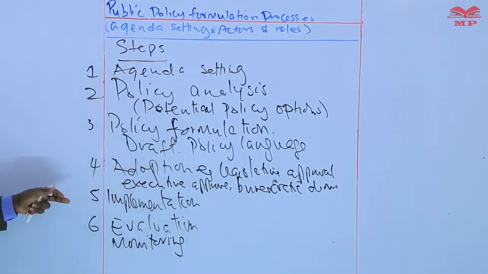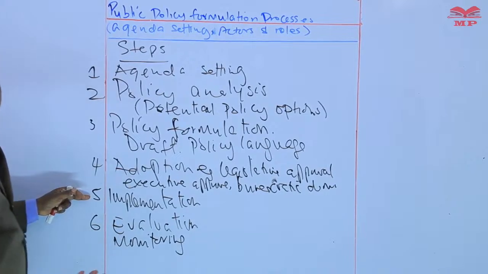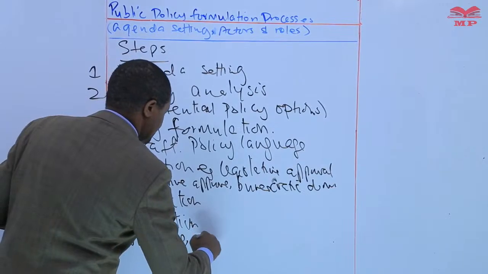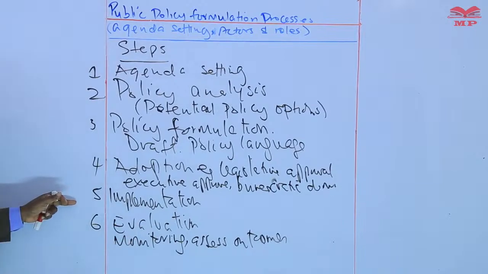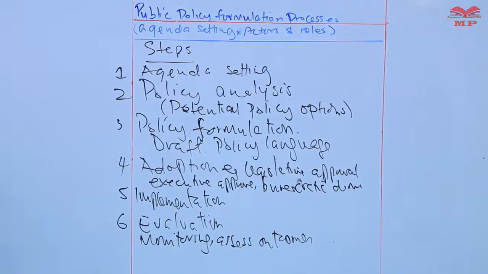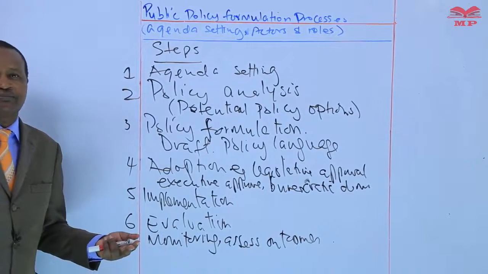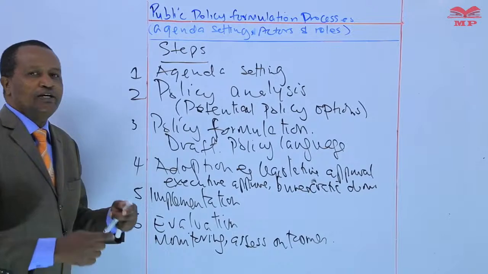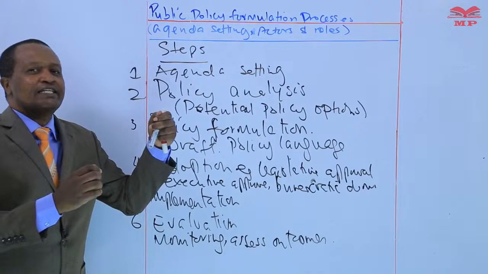Because after implementing, then you monitor, you observe, you assess outcomes. Assess the outcomes, monitor the implementation process. It may involve measuring program performance, if it is a program. It may also involve, after doing the evaluation, making adjustments or revisions to the policy as needed.